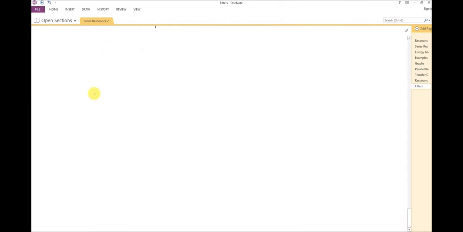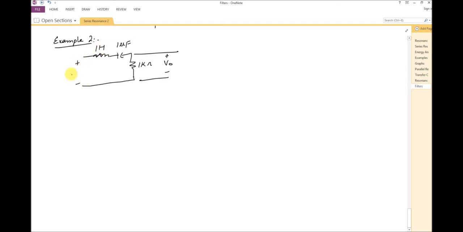Now for the second example, example number 2, we are given an RLC circuit. It is a series RLC circuit, and we are taking output across the resistor, and the value of resistance is 1 kilo ohm, the capacitor's value is 1 microfarad, and the inductor's value is 1 Henry. The input voltage is Vs. Now again we have to draw the magnitude characteristics.